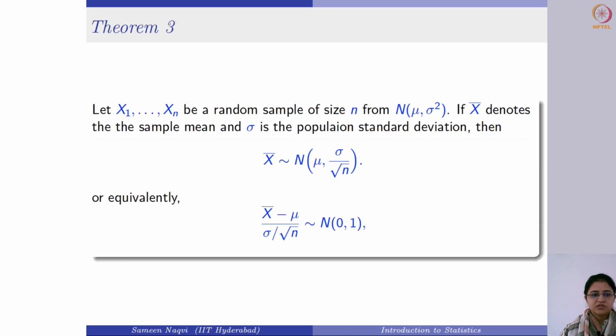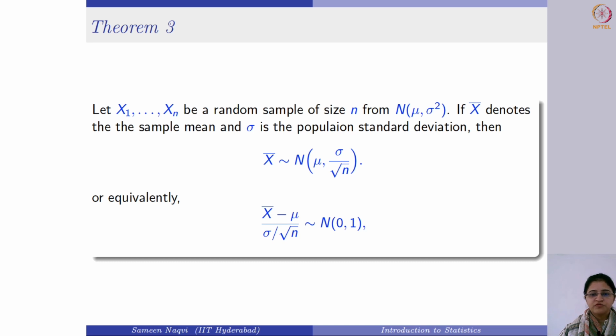So this is the result, which basically says that if you have a random sample of size n coming from a population, where x bar denotes the sample mean and sigma is the population standard deviation, then the sample mean follows normal distribution with mean mu and variance sigma square by n. Or equivalently, if you standardize it, x bar minus mu over sigma by root n follows normal distribution with mean 0 and variance 1.